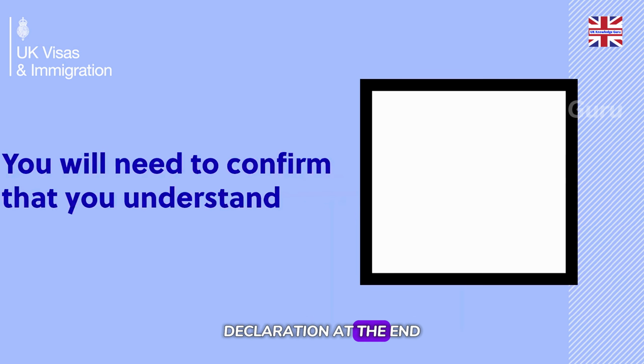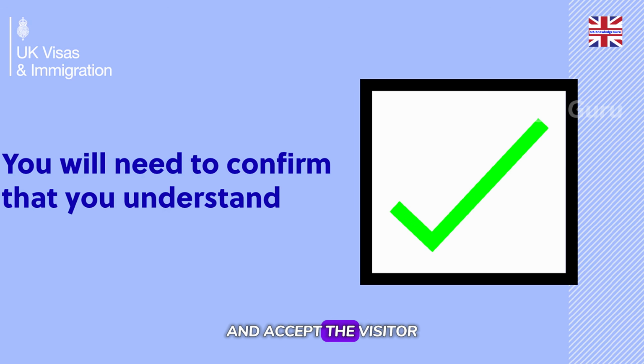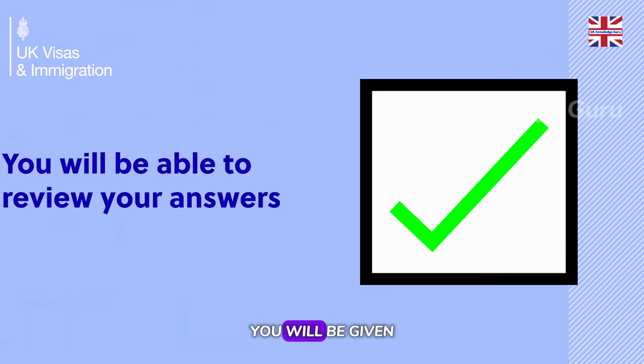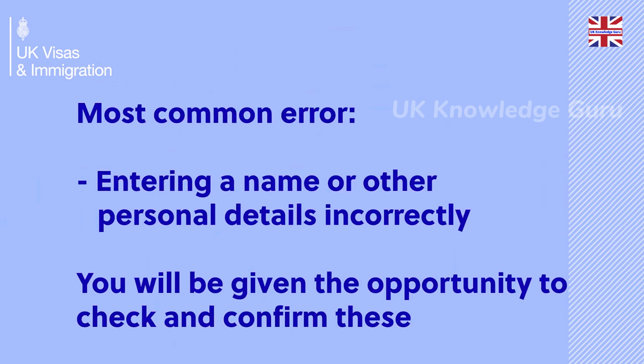Declaration. At the end of the application questions, you will need to confirm if you understand and accept the visitor visa conditions and that you have read and accepted the declaration. You will be given the opportunity to review your answers and to confirm they are correct. The most common error is entering a name or other personal details incorrectly. You will be given the opportunity to check and confirm these before proceeding to the payment section.